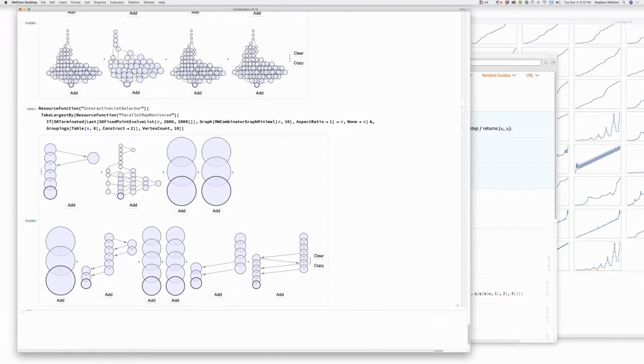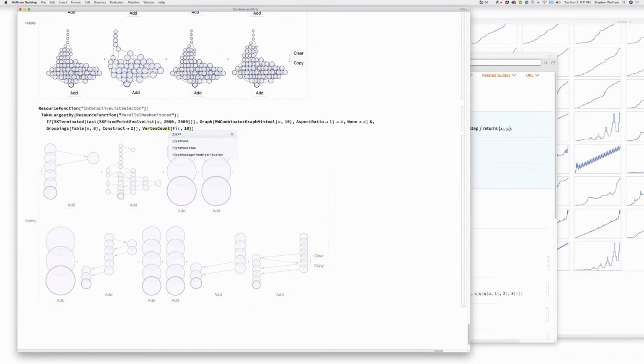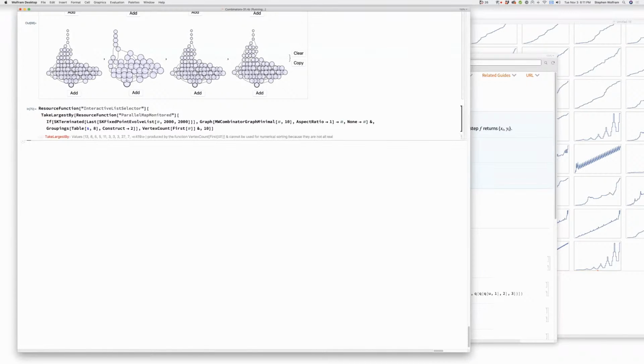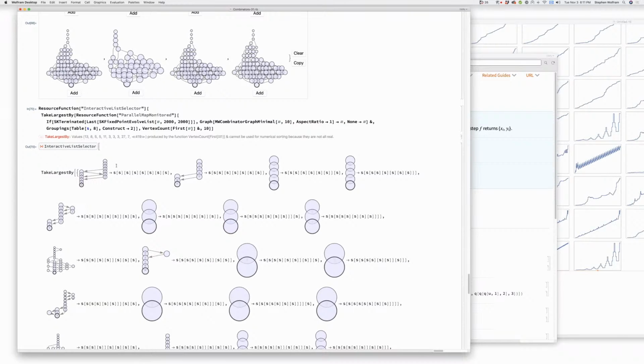What? What? That's crazy. Okay. Oh, I know what's wrong. Vertex count of first of hash. That's not encouraging. Okay, what did I get wrong here? This is giving me a list of the form something arrow the combinator.